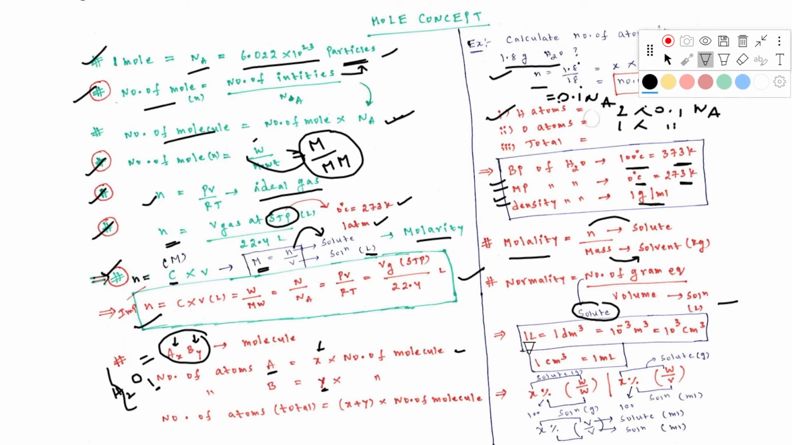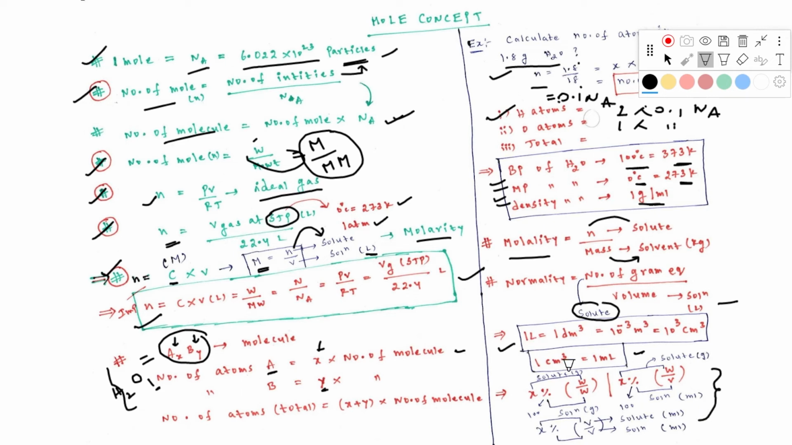Okay. Again, these units are also important. 1 liter equal to 1 decimeter cube, that equal to 10 power minus 3 meter cube, 10 cube centimeter cube. And again 1 centimeter cube equal to 1 ml. Okay. So last one, very important.